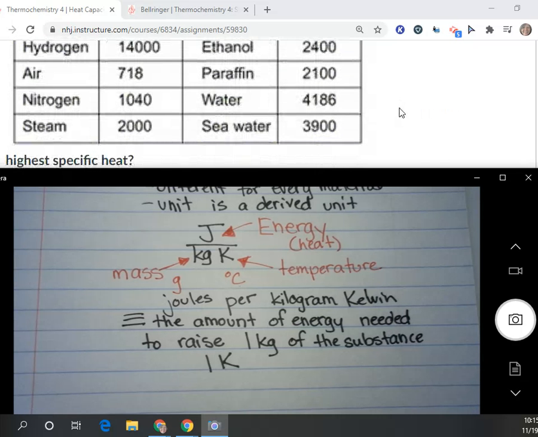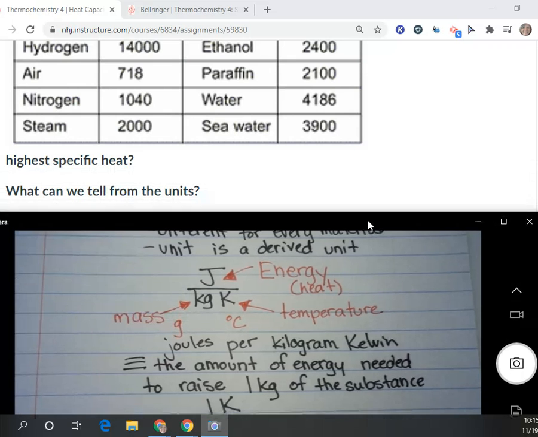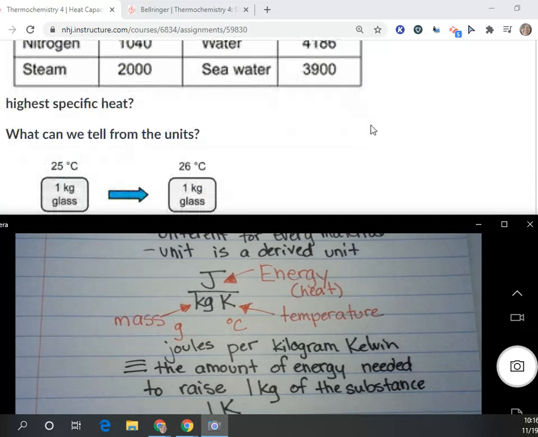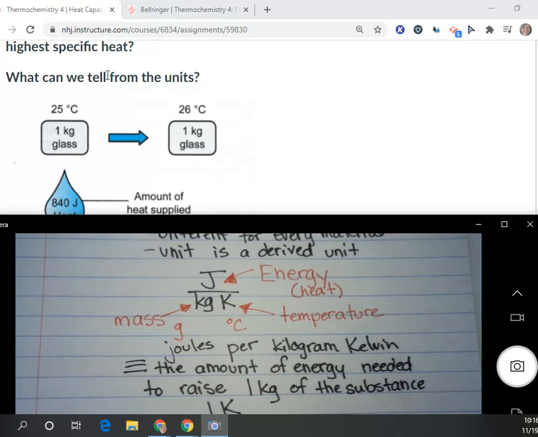All right, so let's take a look at the other picture that's in the lesson today. Kind of move our notes away. What can we tell from this?